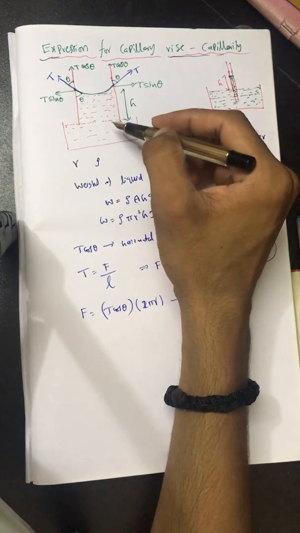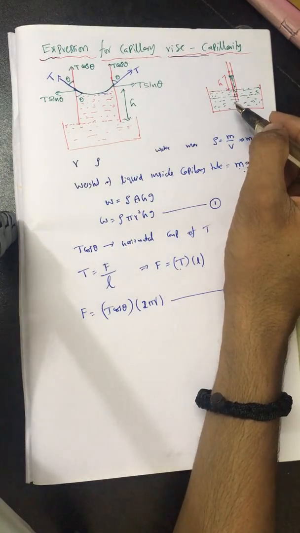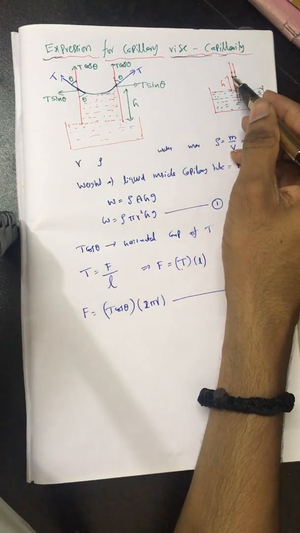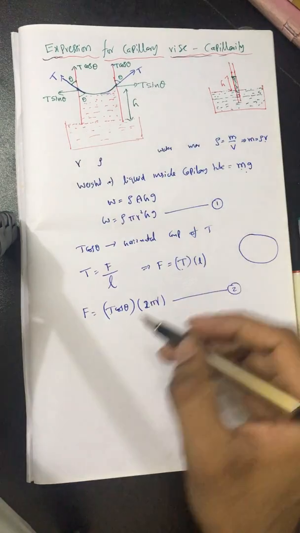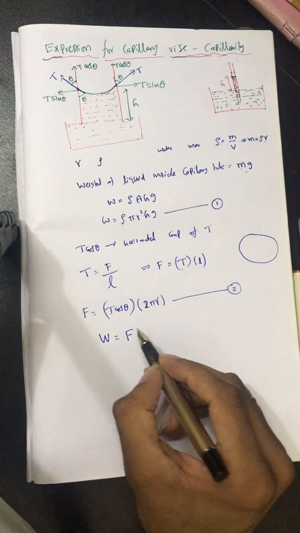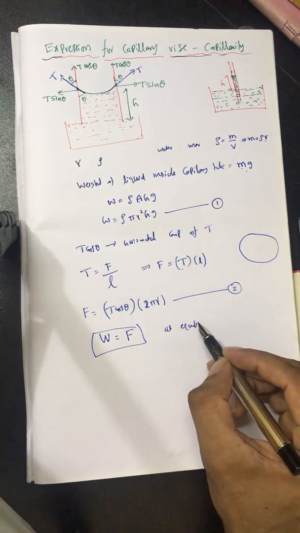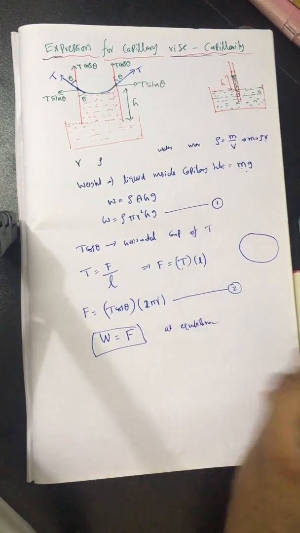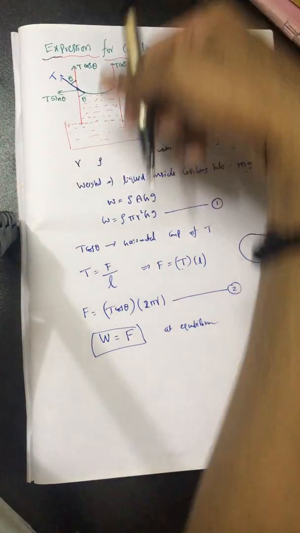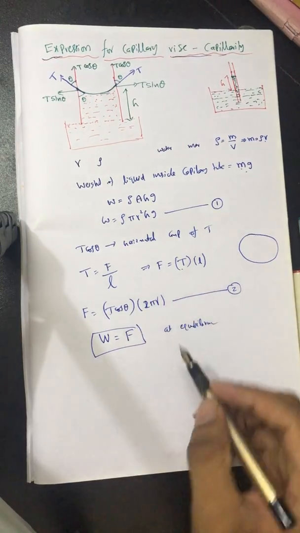Initially, the water will rise when you just dip. As soon as you dip it inside the water, water will rise in the capillary tube. But after a certain time, water will stay steady at this height. Why does it happen? Because the weight and the surface tension force balance. That is called the equilibrium position. In the equilibrium condition, the weight, which is in the downward direction, is balanced with the upward force due to surface tension, T cos theta.